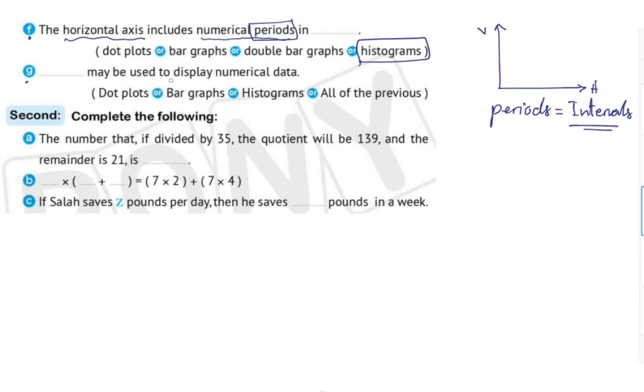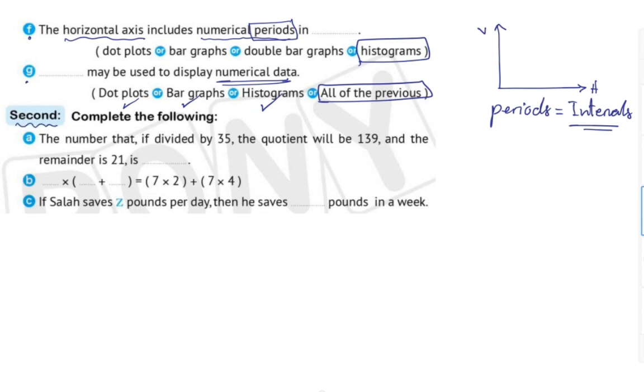Okay, point G. Blank may be used to display numerical data. To display numerical data, can you use dot plot? Yes. Can you use bar graphs? Yes. Can you use histograms? Yes. So the solution is all of the previous. So all of these graphs display numerical data, but not all of them show categorical data. Categorical data may be shown by bar graph or dot plot, but histogram, no categorical data. It's all numerical data.